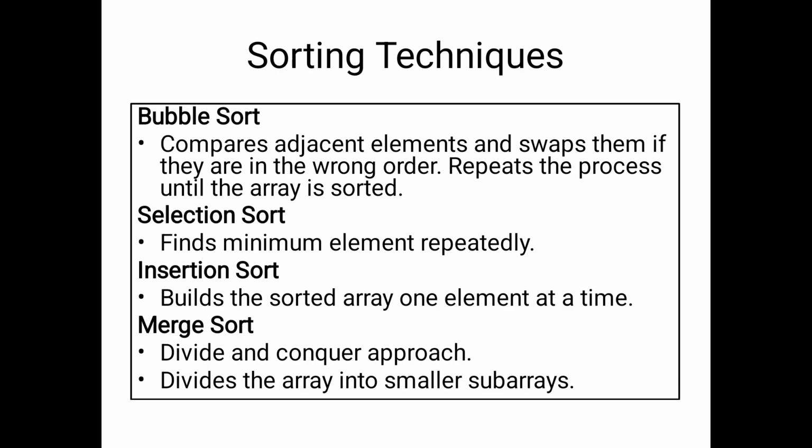Then the selection sort finds the minimum element repeatedly. Insertion sort builds the sorted array one element at a time. In merge sort, we use the divide and conquer approach. It divides the array into smaller subarrays. After splitting, the sorting is performed on the subarrays. After sorting, the subarrays are combined to get a sorted array.